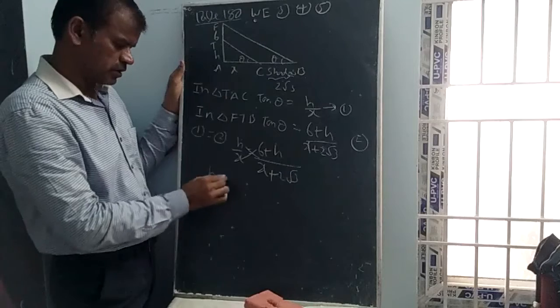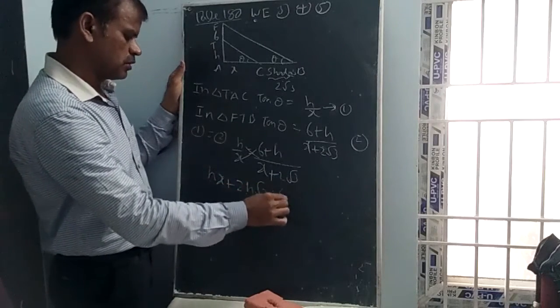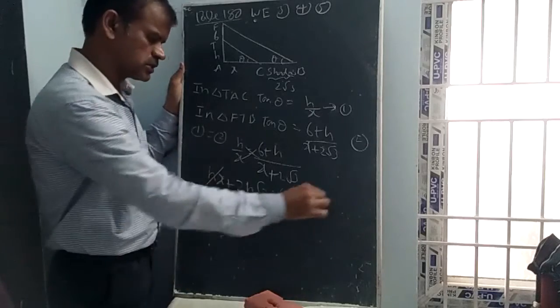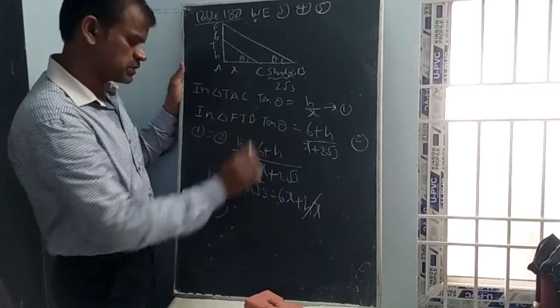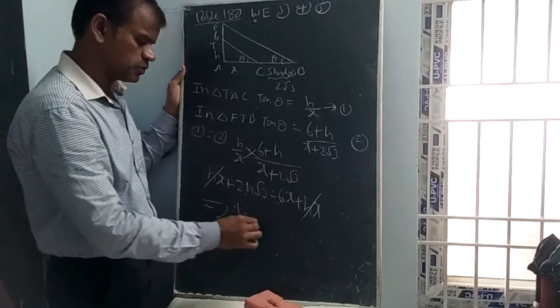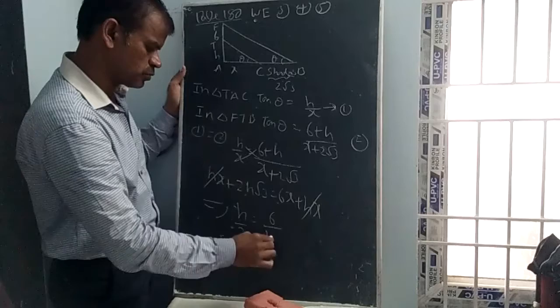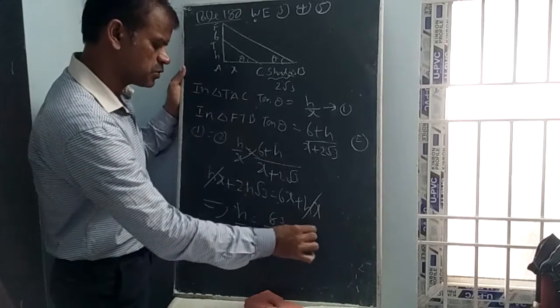Cross multiplication, I am getting hx plus 2h root 3 is equal to 6x plus hx. hx gets cancelled. Simply x I am taking. Let us do h by x, because he is asking the angle made by the sun, so it is theta. h by x is equal to 6 by 2 root 3. The 2 will be cancelled, 3 times, so this is root 3.